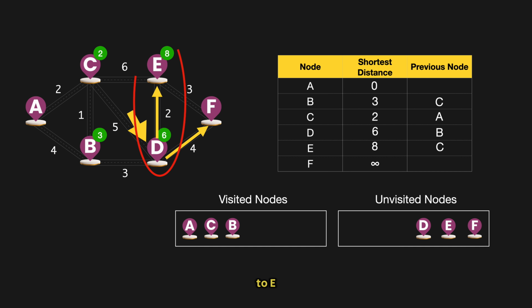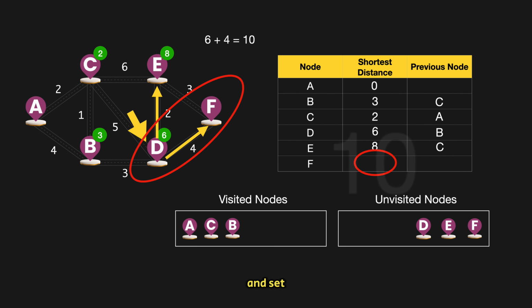The distance to E through D is 8. That's 6 from A to D plus 2 from D to E. Since this is the same distance we already have for E, we don't need to update the table. The distance to F through D is 10. We add this to the table and set D as the previous node for F. Now we can mark node D as visited.